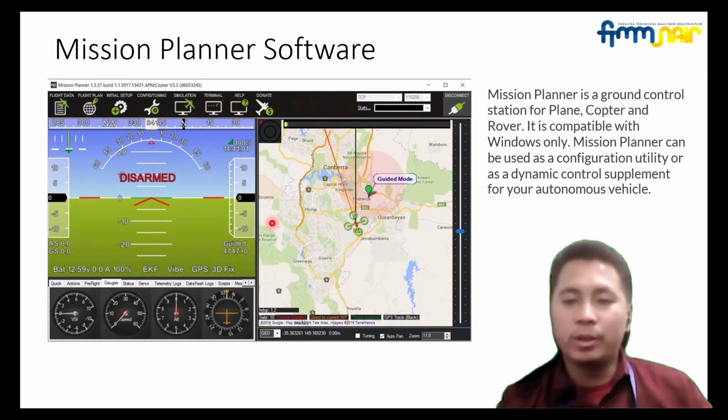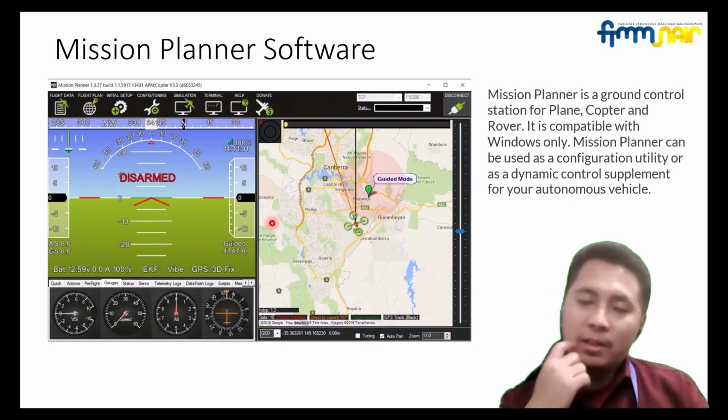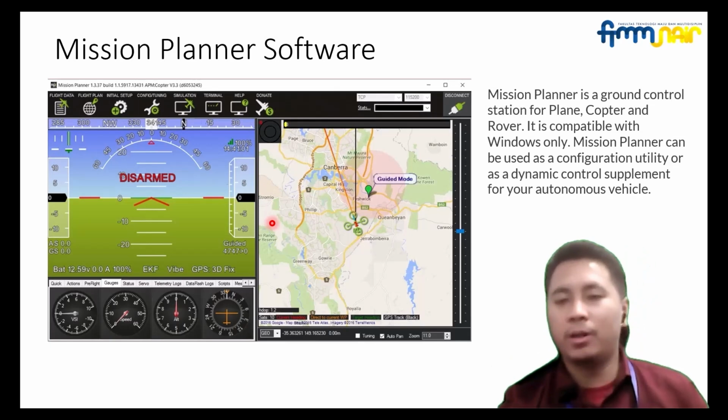With this software, you can create a drone that can do some tasks autonomously, and maybe you can put some waypoints, or you want to create a drone sprayer that follows a path. You can do it using Mission Planner.